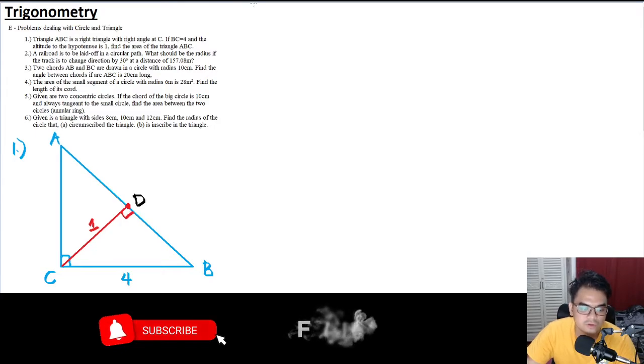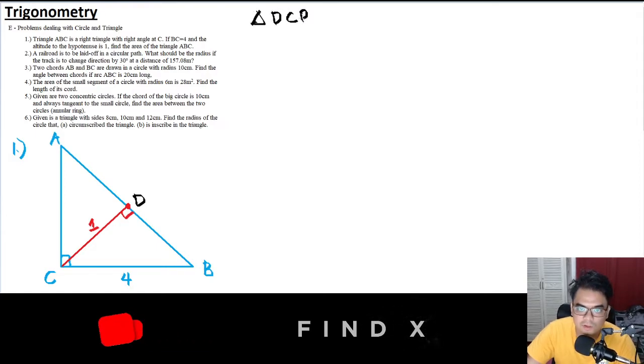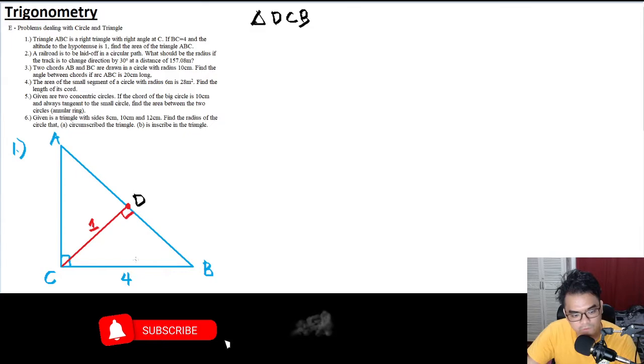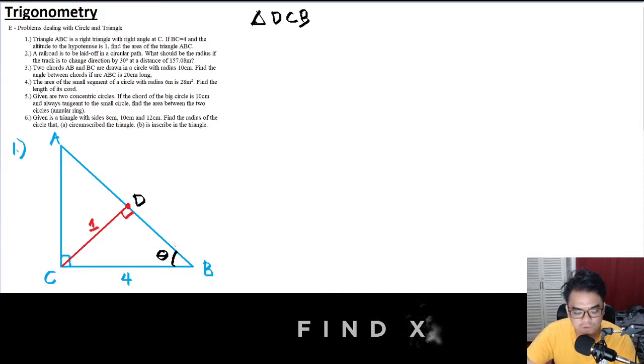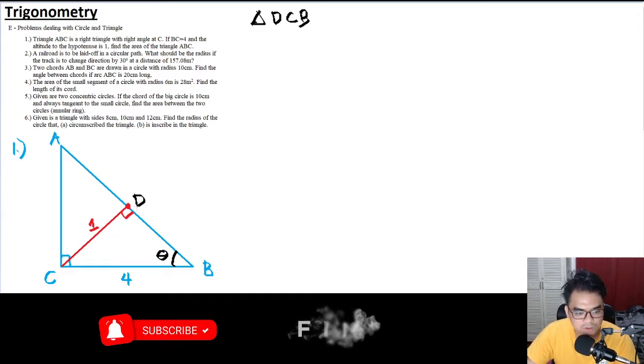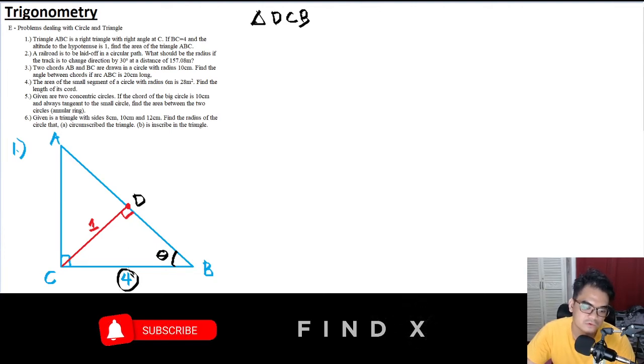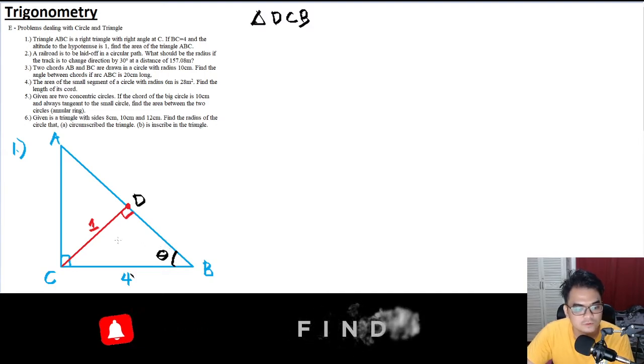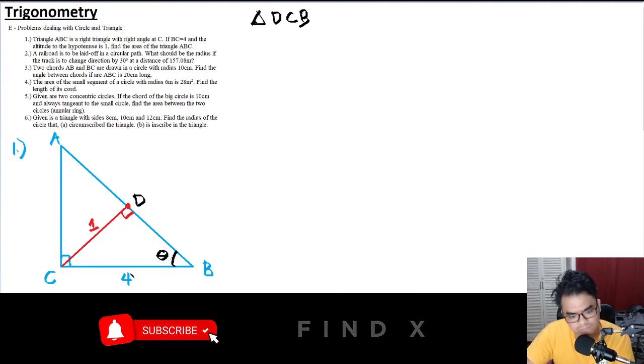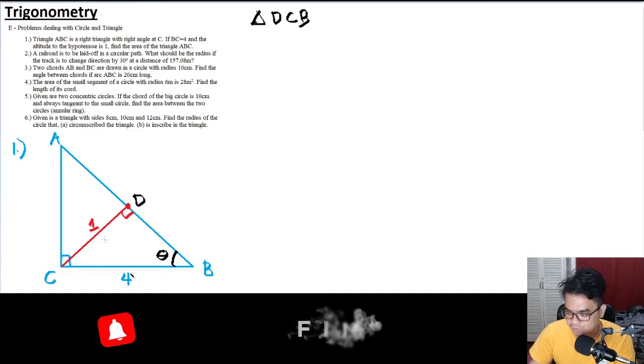Using triangle DCB, we already have 4 and 1, so we can find the angle here. Using triangle DCB, D is a right angle, so 4 is the hypotenuse, and what is 1? Adjacent? No, it's opposite.